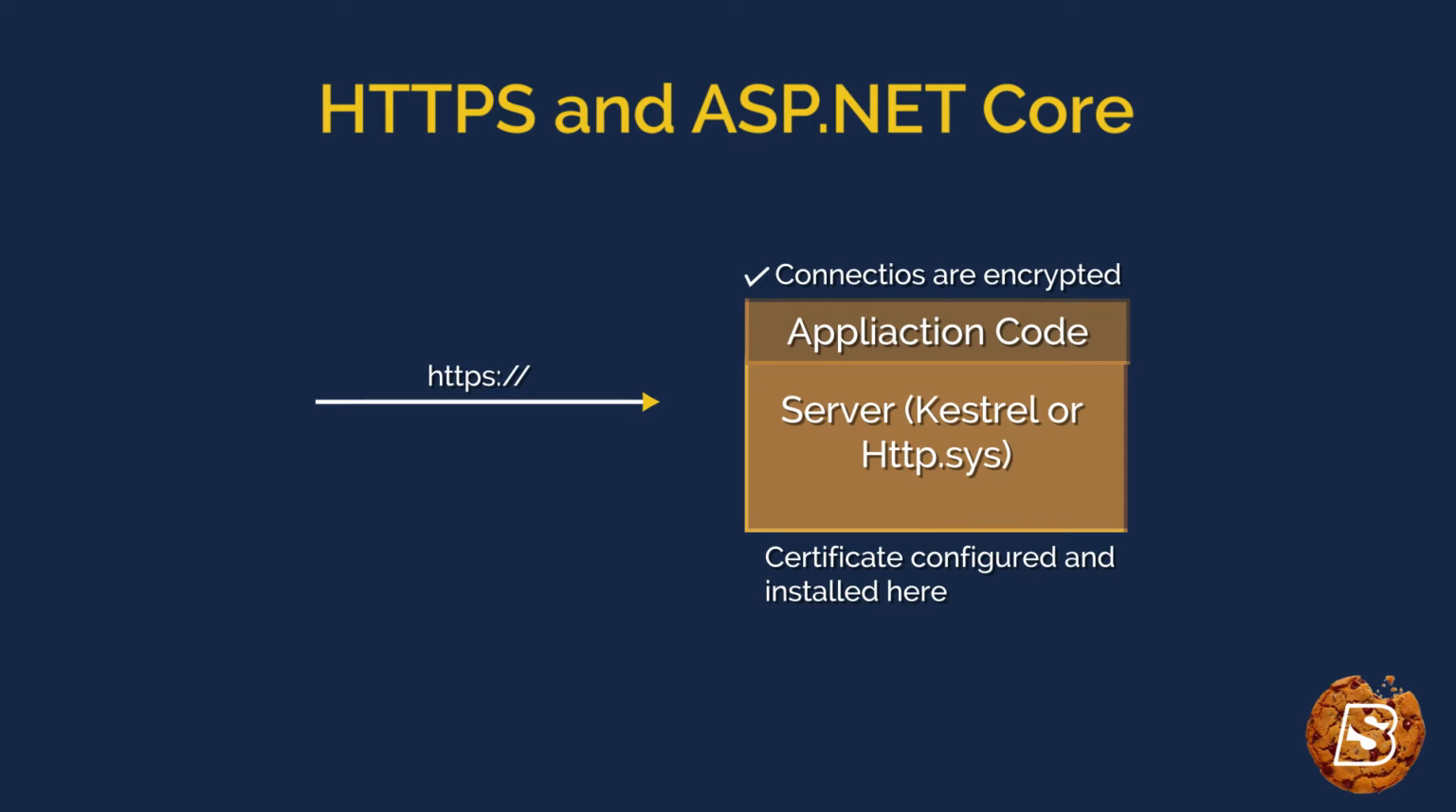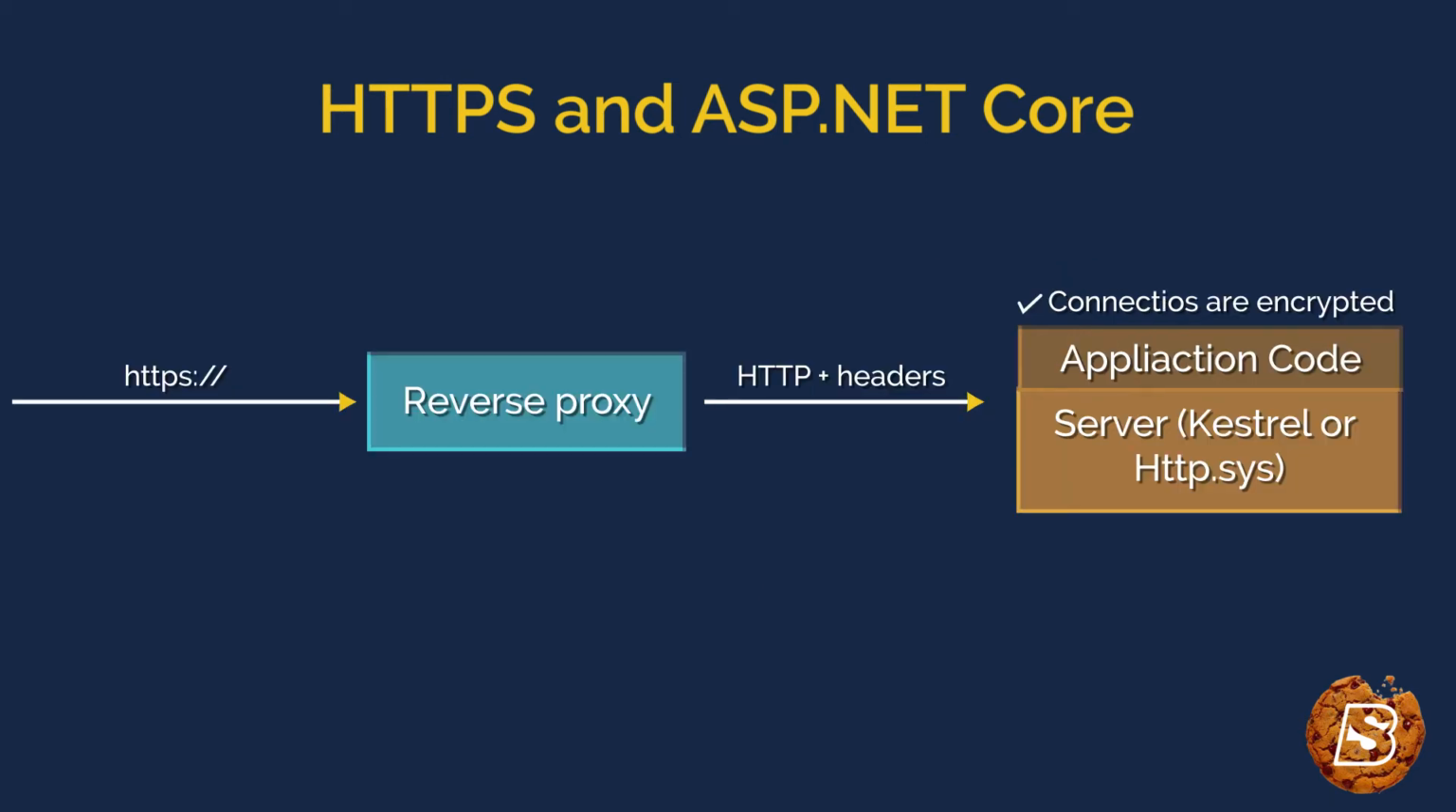takes care of that. Now if I have some kind of load balancer or reverse proxy, in that case we install the certificate on the load balancer or reverse proxy, and then the reverse proxy further connects with the application code using HTTP and headers. These headers are known as forwarded headers, and the application code then executes and returns the data back to the reverse proxy, and it serves the data back to the user's browser.